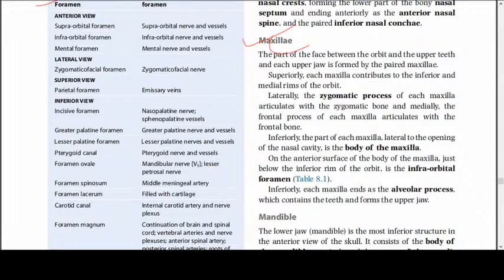The part of the face between the orbit and the upper teeth of each upper jaw is formed by the maxilla. Superiorly, each maxilla contributes to the inferior and medial rims of the orbit. Laterally, the zygomatic portion of each maxilla articulates with the zygomatic bone, and medially, the frontal portion of each maxilla articulates with the frontal bone.